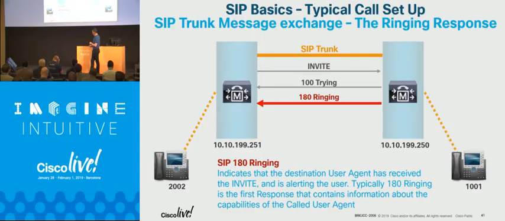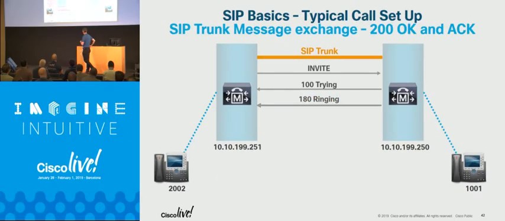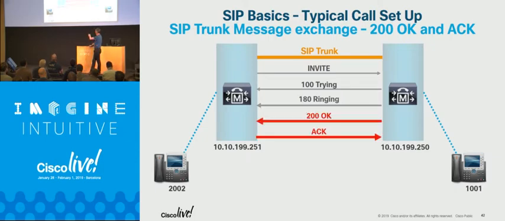Once it gets to the far end here, what ordinarily happens is that when this Call Manager receives that 180 ringing, it will tell the phone to generate local ringback tone. Okay? So the phone's now ringing. I'm then going to send a 200 OK, a success back, and I'm going to acknowledge that.